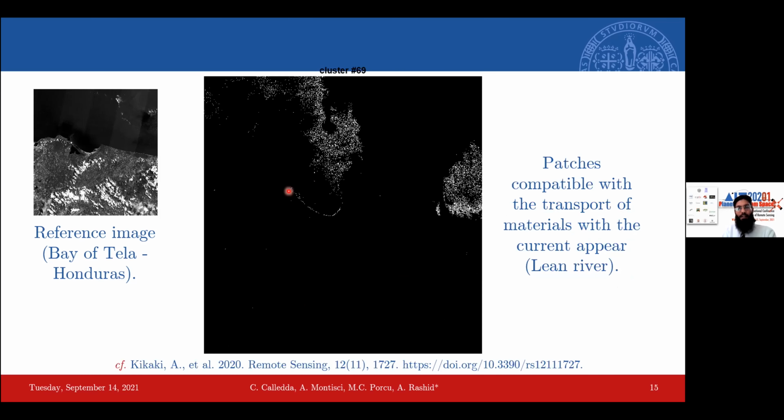Here we can see the river, and this is all the plastic coming out of the river. And this is another patch from the river we can see here. And this is the Leen River, out of which all the plastic has accumulated in the open sea and is going out of the coast.